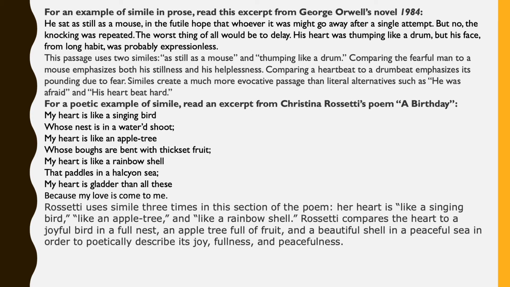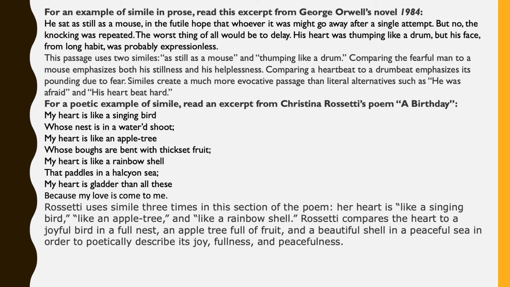This passage, if you notice, uses two similes, as still as a mouse and thumping like a drum. He sat as still as a mouse, and later his heart was thumping like a drum. Comparing the fearful man to a mouse emphasizes both his stillness and his helplessness. Comparing a heartbeat to a drumbeat emphasizes its pounding due to fear. Similes create a much more evocative passage than literal alternatives such as he was afraid and his heart beat hard.